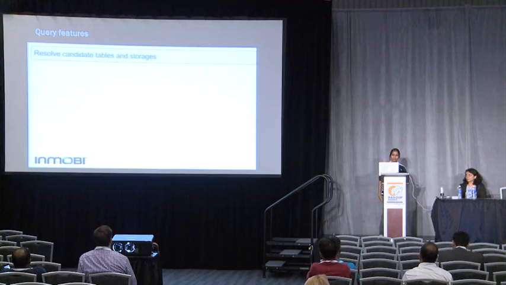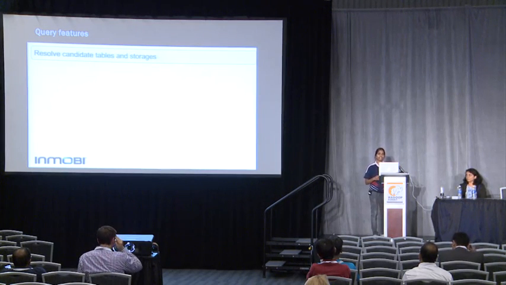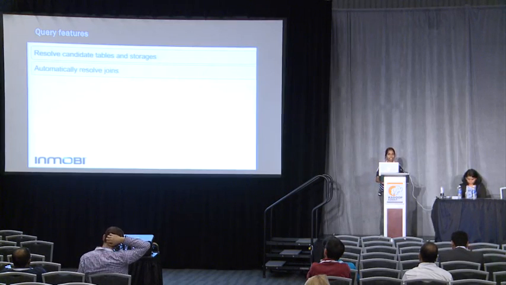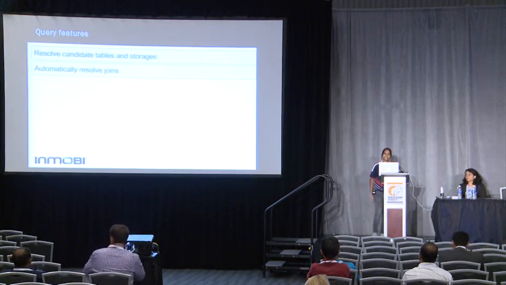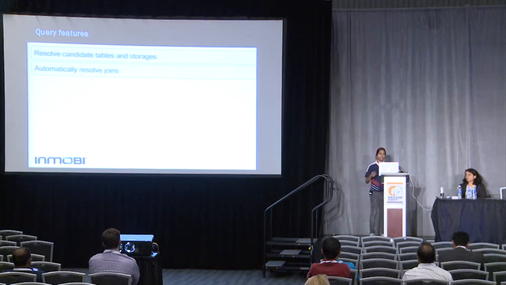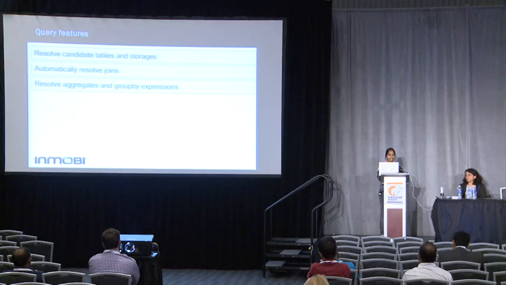So what will happen if a cube select query comes? It will resolve which are the candidate tables that can answer the query, and the storages, and then automatically resolve joins, because when we specified our schema, we told all the relationships. So you need not always give the join-on condition in your query. It will figure out the join for you, and then resolve aggregates and group by expressions, because a default aggregate is given for the measure.